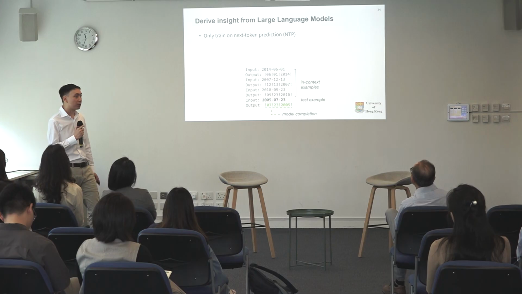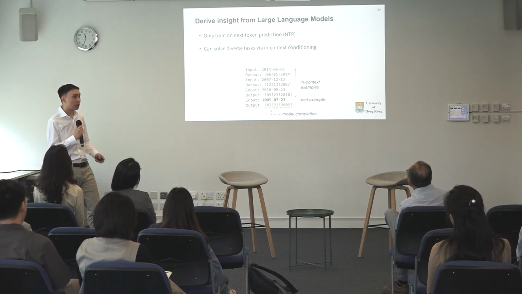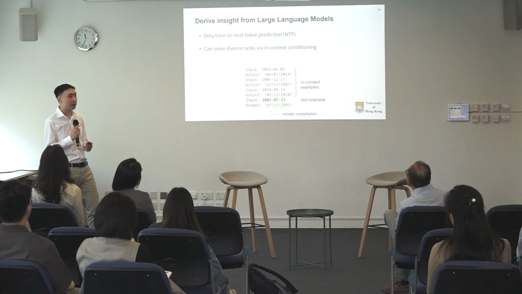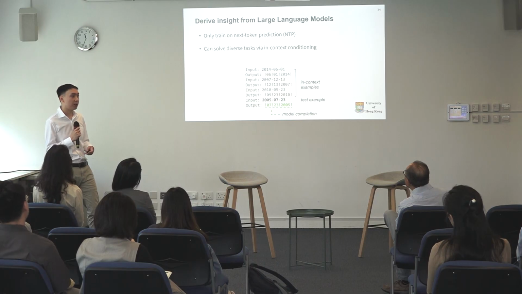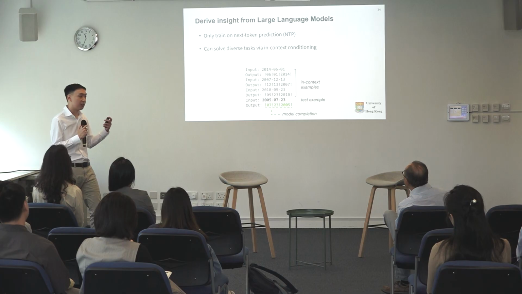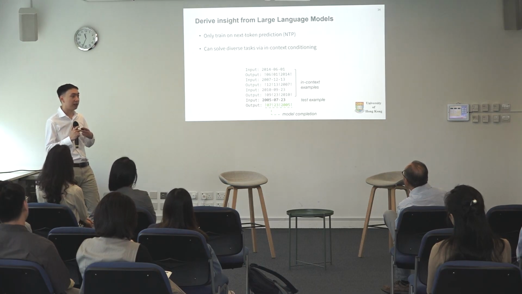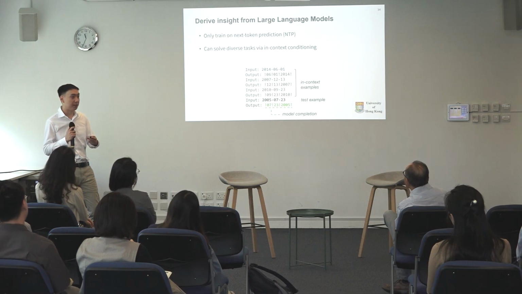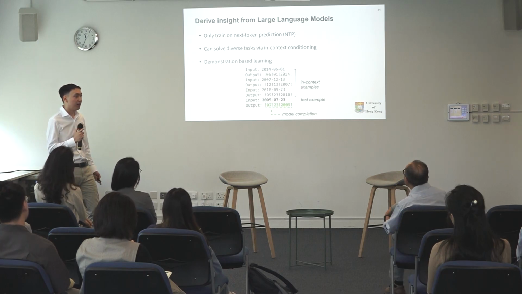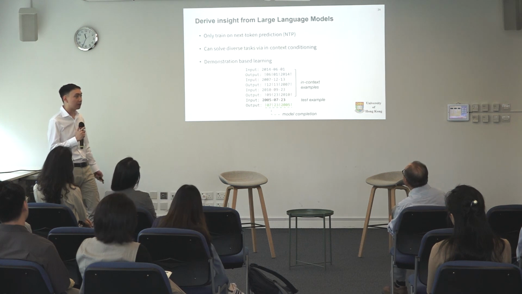So our approach is to leverage in-context learning from these large language models. So large language models are trained on next token prediction, NTP, but they really can solve very diverse tasks via in-context conditioning. In-context conditioning, you can understand it as a type of meta-learning. So instead of telling the network, this is input A, we want output B, we say this is input A, output B. Now I have input C, what is output C? So we're teaching the network learning to learn. And this is a type of demonstration-based learning.